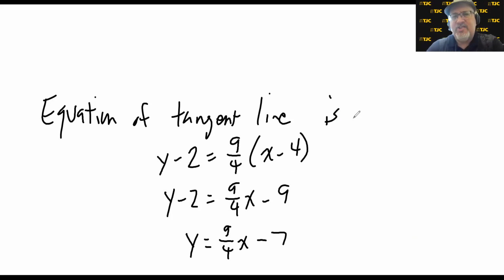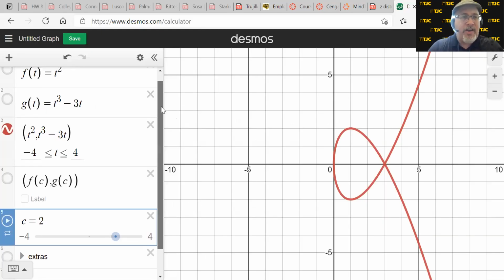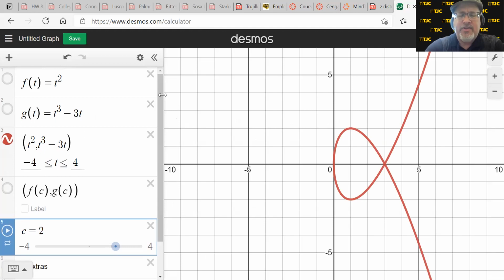I'd like to confirm that this is actually the tangent line, so we're going to jump over to Desmos real quick. I've already got the parametric curve set up for x equals t squared and y equals t cubed minus 3t. If you're wondering how to do that, go to the previous series of videos. Watch the video about graphing parametric curves in Desmos. And I've already got it set up to put 2 into my 2 functions to give me an ordered pair. So there's our point at (4, 2), like we thought it was.